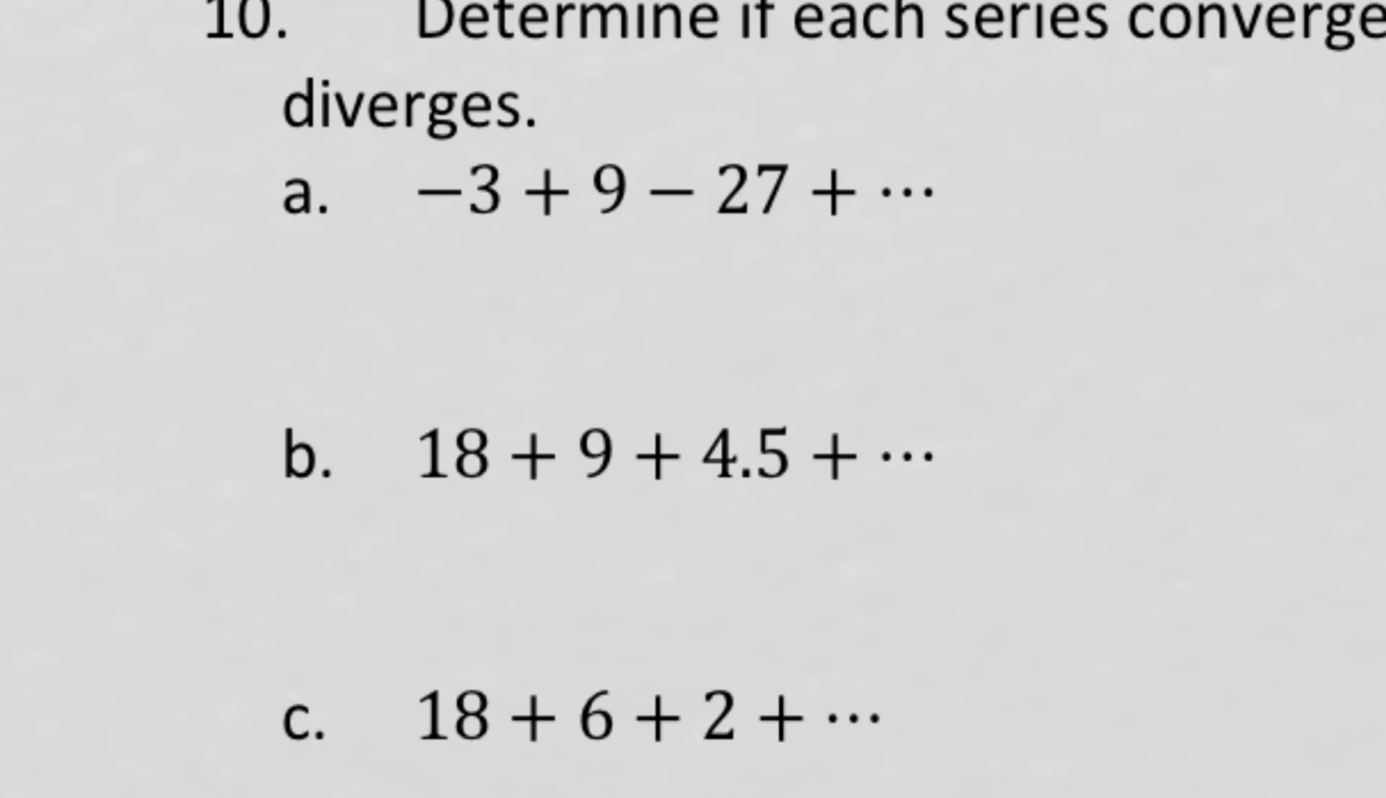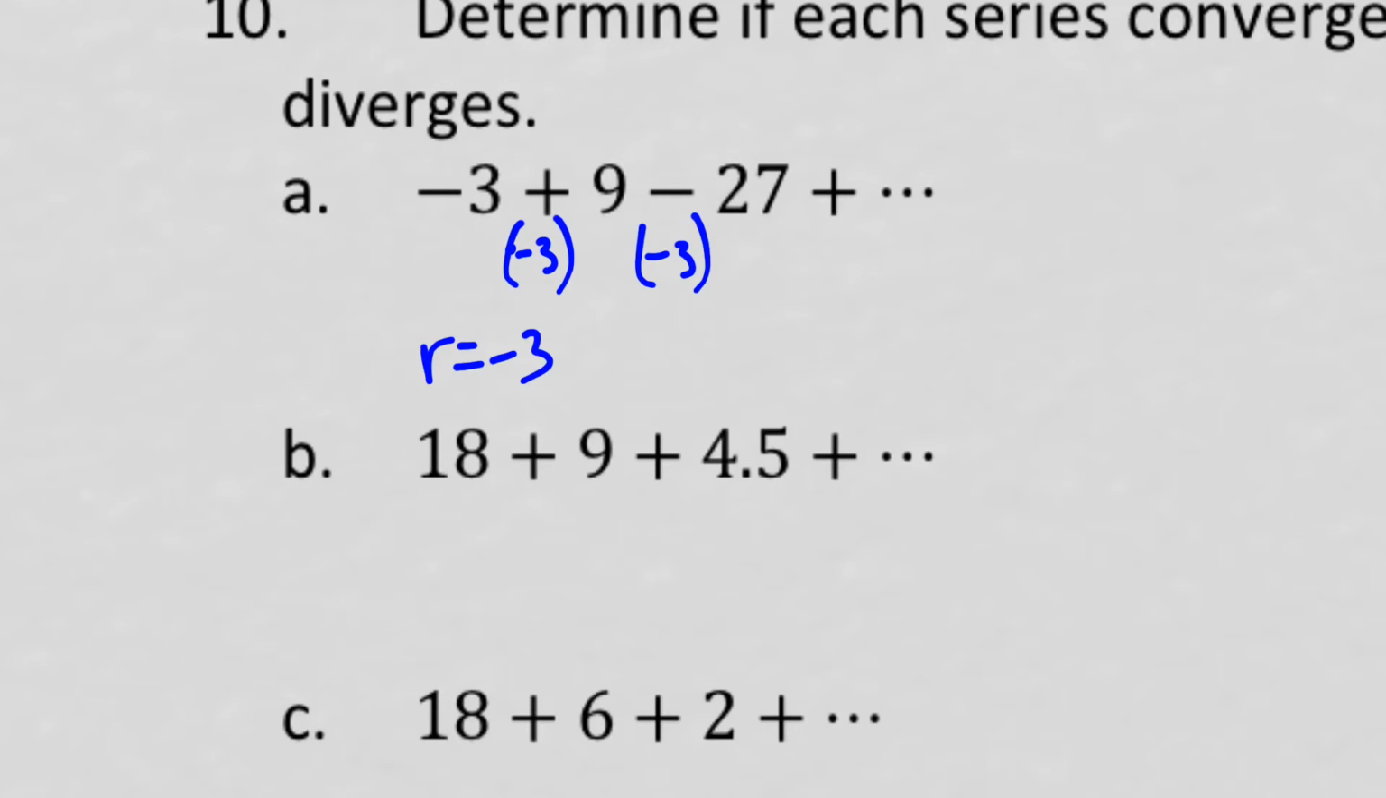Negative 3 plus 9 minus 27. Can you guys see r? To get from one term to the next, it looks like I'm multiplying times negative 3, right? Negative 3 times negative 3 gives you 9. Times negative 3 again gives you negative 27, and so on. So r is negative 3. That means that this is going to diverge.